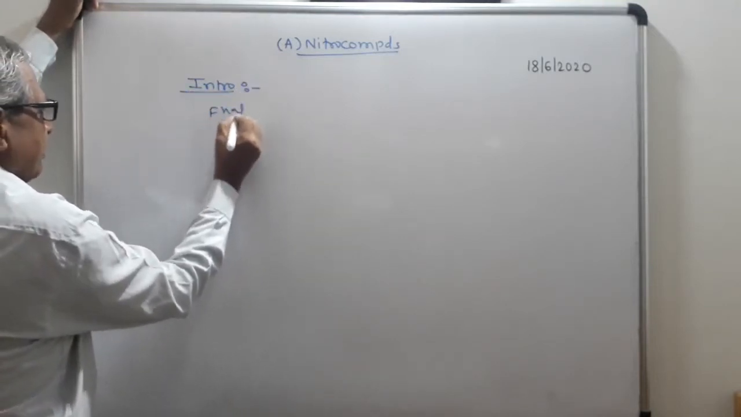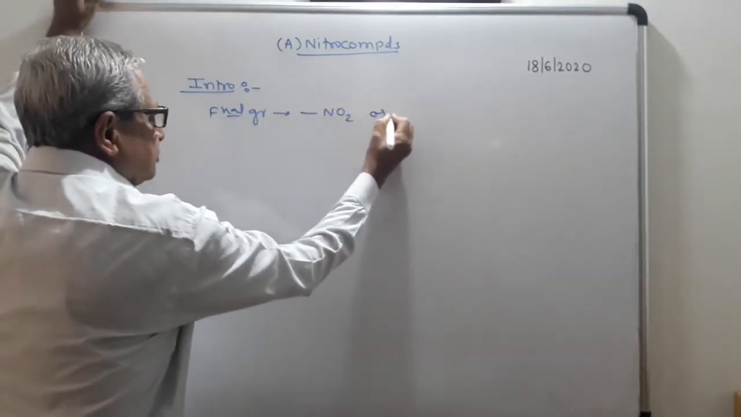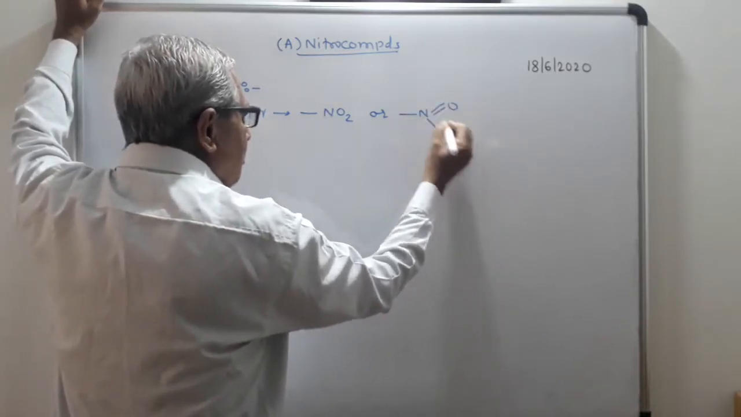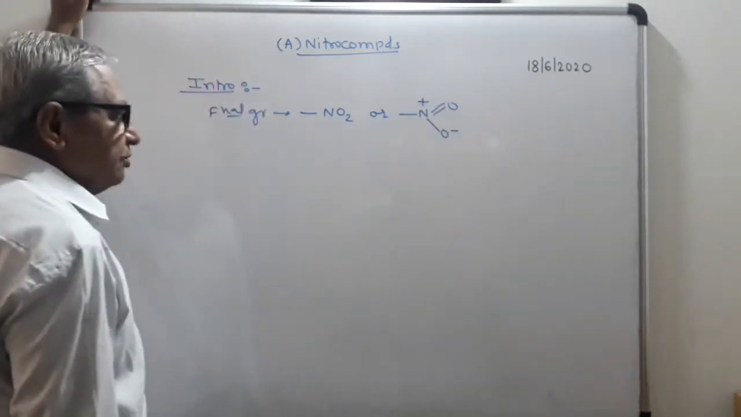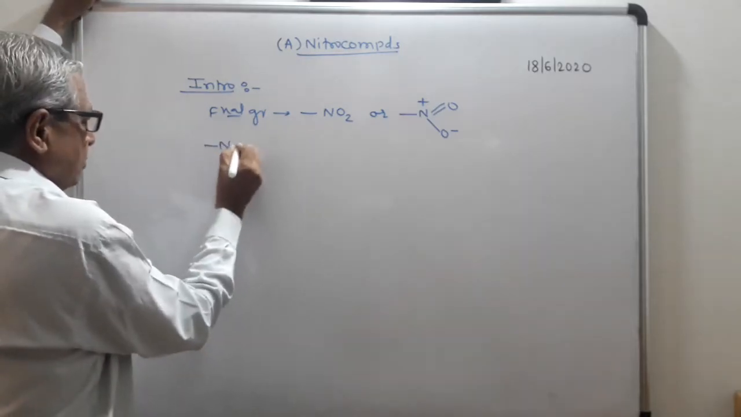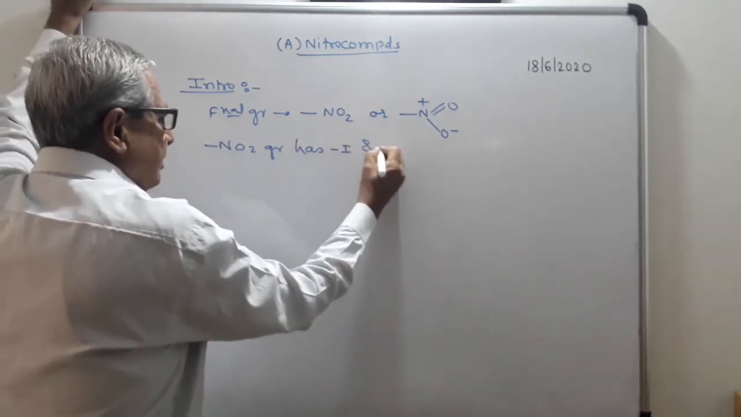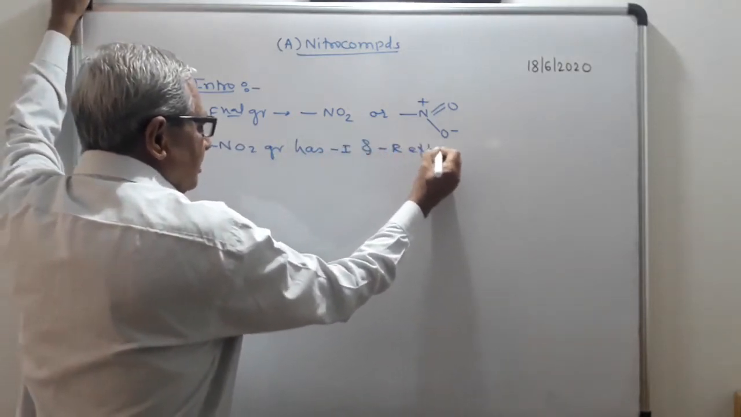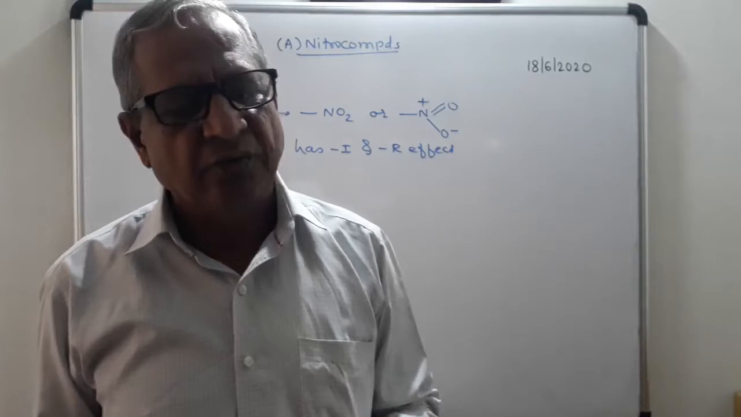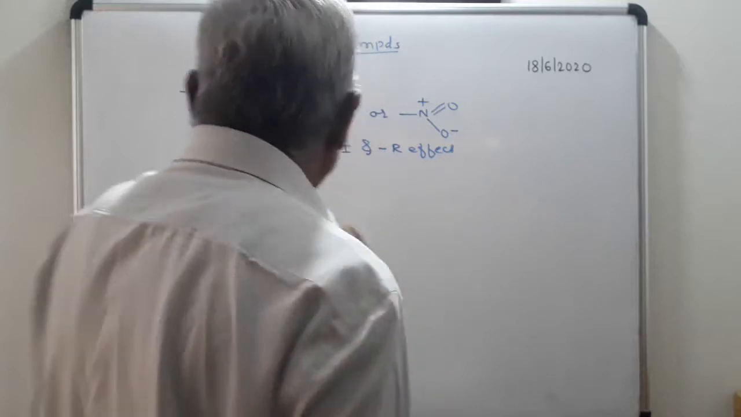Functional group for nitro compound is NO2. It can also be written as N double bond O, O minus, N plus. This is the structure of the nitro group. Now see, the NO2 group has minus I and minus R effect. That is, electron withdrawing inductive effect and electron withdrawing resonance effect. So this is the point here.